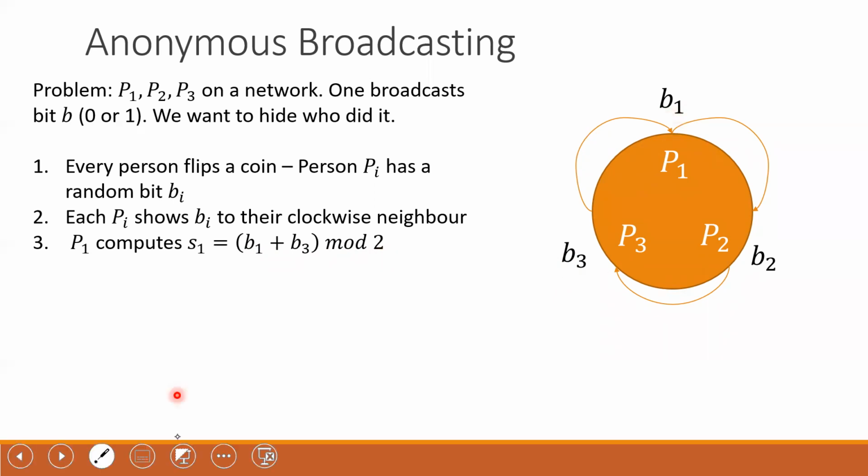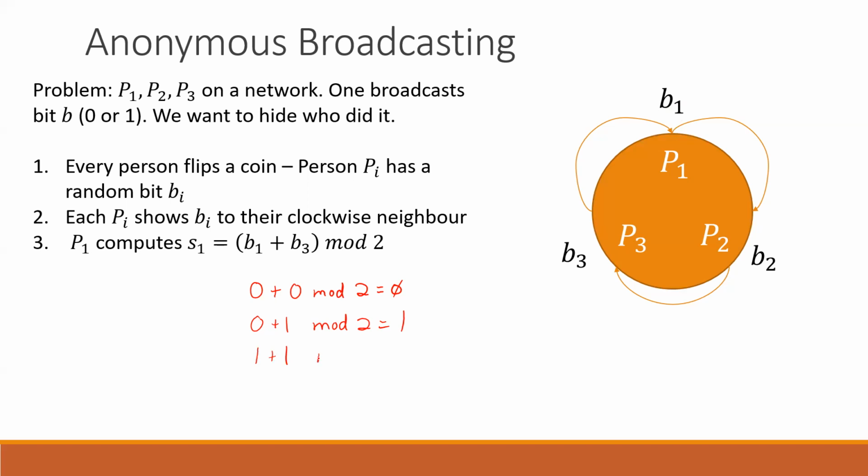What precisely does that mean? Well, 0 plus 0 mod 2 is equal to 0. 0 plus 1 mod 2 is 1. And 1 plus 1 mod 2 is 2 mod 2, which is equal to 0. So when I do the mod 2 and sum up these bits, I really just end up flipping them to either a 0 or a 1, depending on the situation.